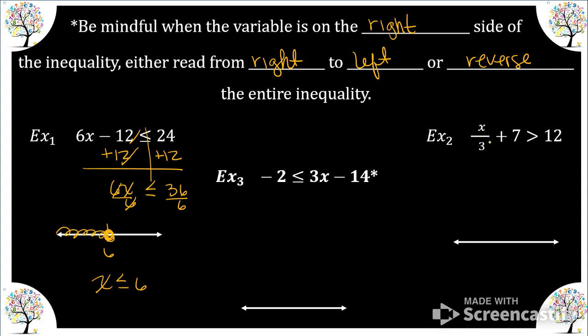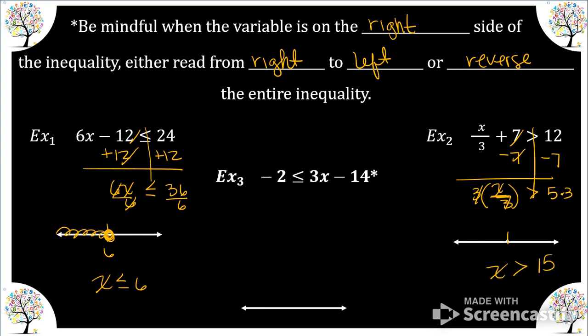Example number 2, we're going to undo the addition by subtracting 7 from both sides. We bring down x divided by 3 is greater than 5. We're going to undo division by multiplication on both sides. So x is isolated to be greater than 15. 15 is not part of the solution set. It is open, and we shade to the right because it's greater than.